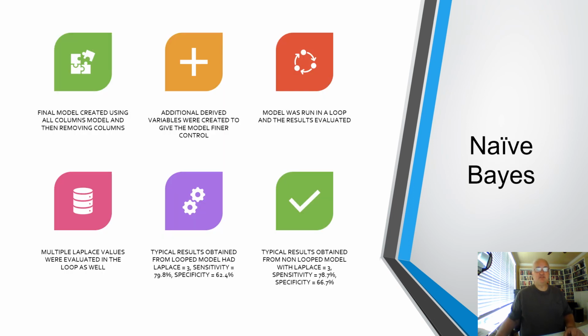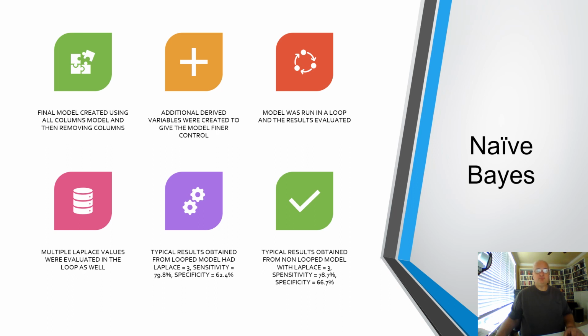Naive Bayes, we had much better luck. We initially started with all the variables, and then threw out the ones that did not improve model performance, or kept the model performance the same. We had to create some additional derived variables. The finished model was run in a loop and the results were evaluated.